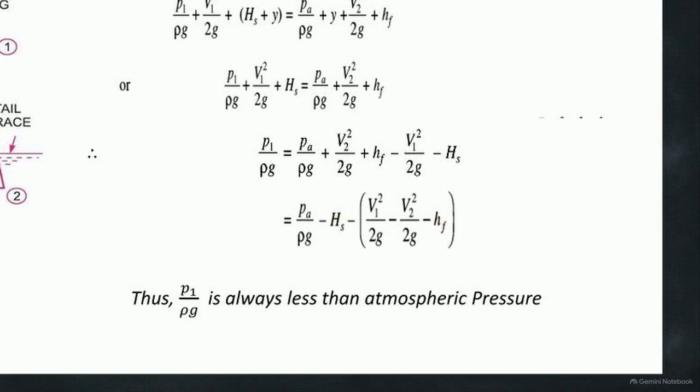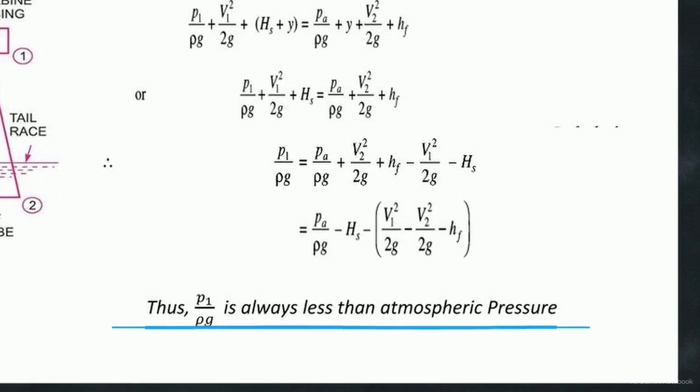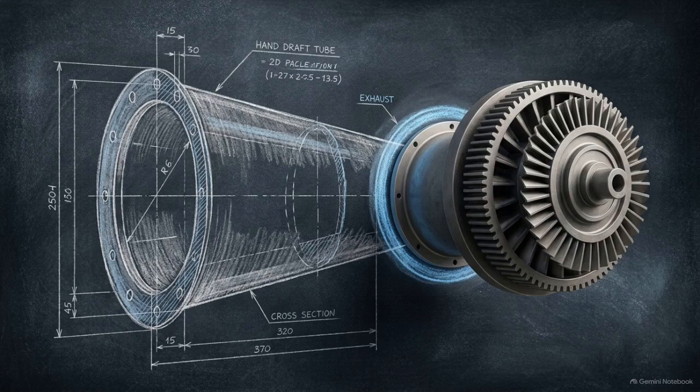The mathematical reality is clear. The equation takes normal atmospheric pressure and subtracts a series of strictly positive numbers. Therefore, the resulting inlet pressure is mathematically guaranteed to be less than atmospheric. The proof confirms our thesis. By slowing fluid through a widening cone, the draft tube's geometry directly generates a subatmospheric vacuum at the turbine exit.